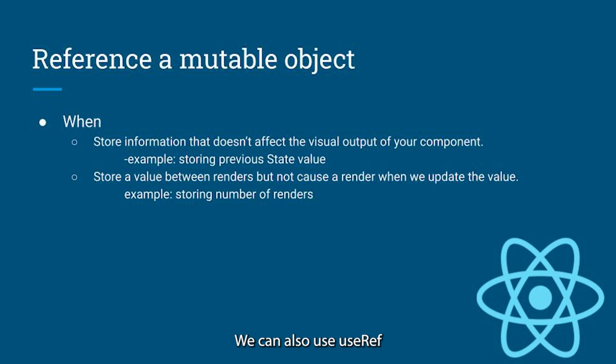We can also use useRef if we want to store a value between renders without triggering a re-render when we update the value. So an example of this is storing a value to track how many times our component has re-rendered. You wouldn't want to use useState to track the renders, as useState itself causes a render. That would get you stuck in an infinite cycle of rendering.